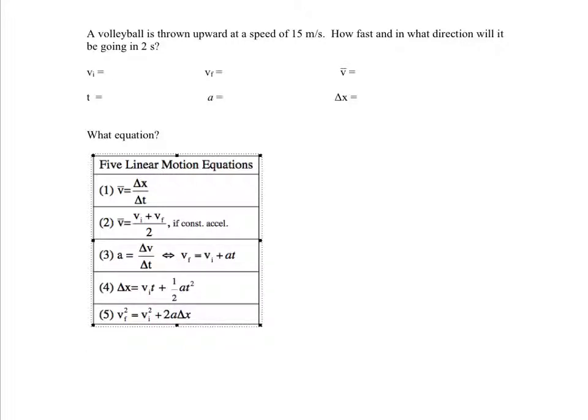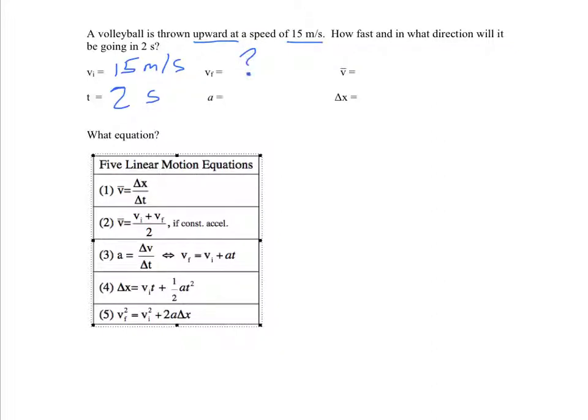Here's another problem. Again, we're going to walk through it. A volleyball is thrown upward at a speed of 15 meters per second. So that's our initial velocity. I'm going to write vi is 15 meters per second. And it wants to know how fast it's going after 2 seconds. So time is 2 seconds. And we want to know the speed at the end of that 2 seconds. So we're looking for vf.